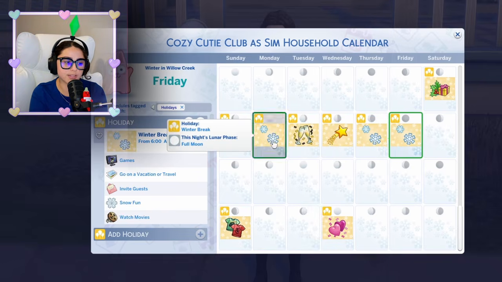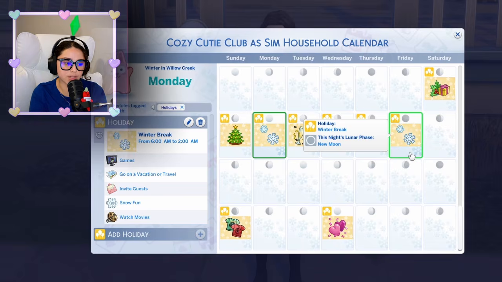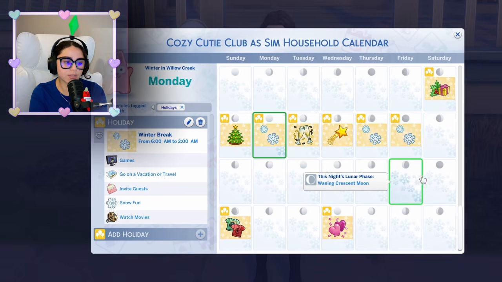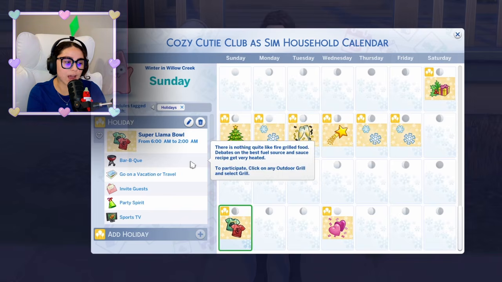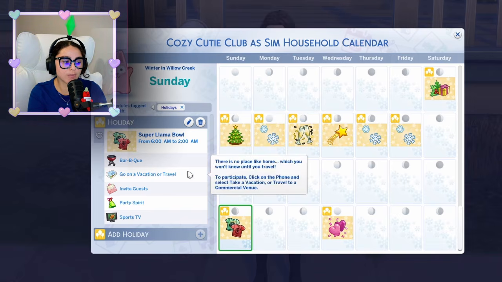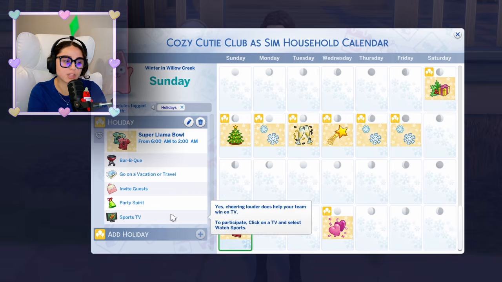Everything here is going to be the same as the first winter break holiday. And then there's no holidays for the following week. And then another unique one that is not family focused. We have the Super Llama Bowl. This is meant to be like the Super Bowl that we have in February in the US. We have the traditions to be barbecue, go on vacation or travel, invite guests, party spirit, and sports TV.